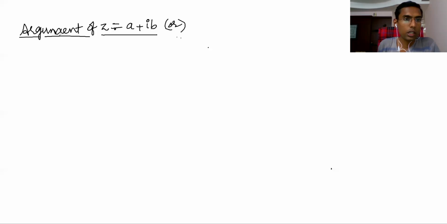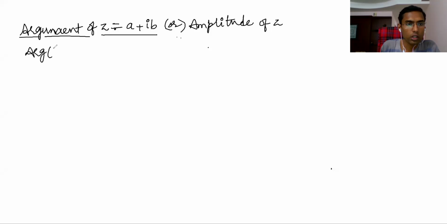Okay, so in this class we will see the argument of a complex number, or we can also call it amplitude. This amplitude of z we can represent as arg z, or we can write it as amplitude of z, but we mostly write arg z only. So what is the definition of this?